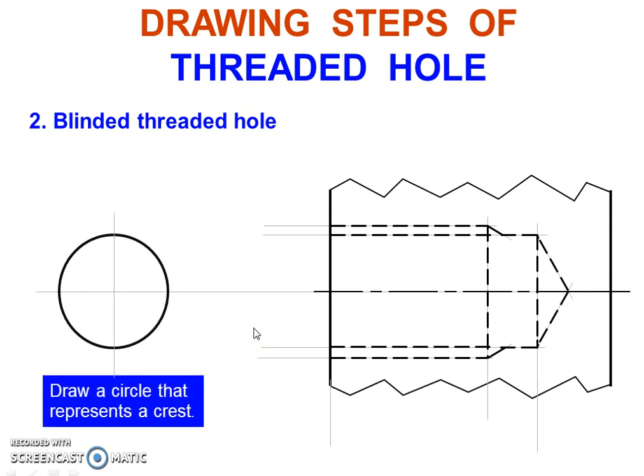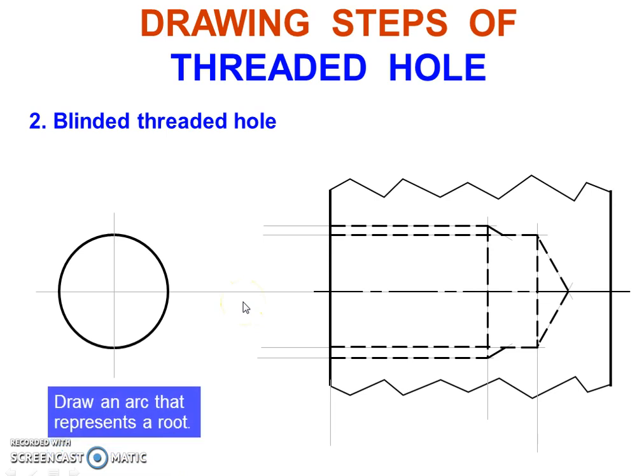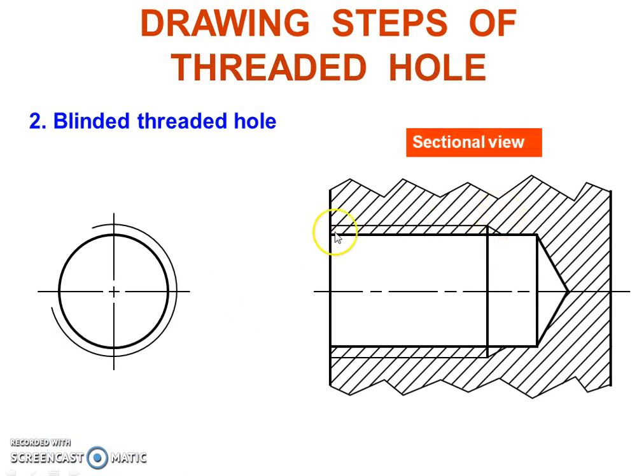Another view of the same blind threaded hole is drawn. With a center line first, then a circle representing a crest and a 3/4 circle representing a root. The sectional threaded blind hole can be made by drawing section lines over the root of the threaded part.